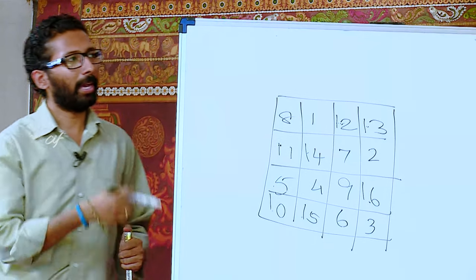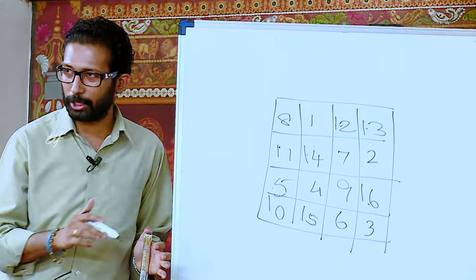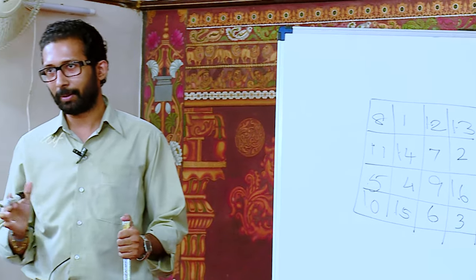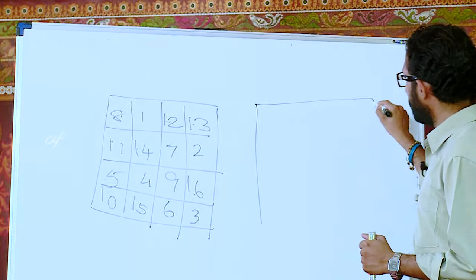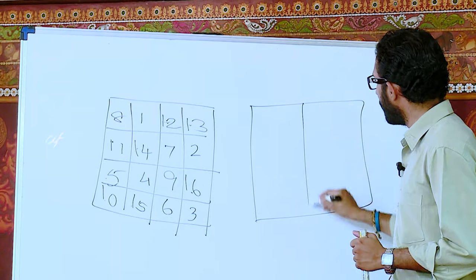Now we can add and we can see if we get all these properties. All those checking you can do later. But this is the simple way. Now let us try to construct another one using the same procedure but starting from a different place.